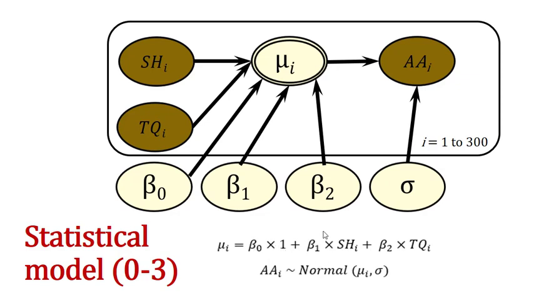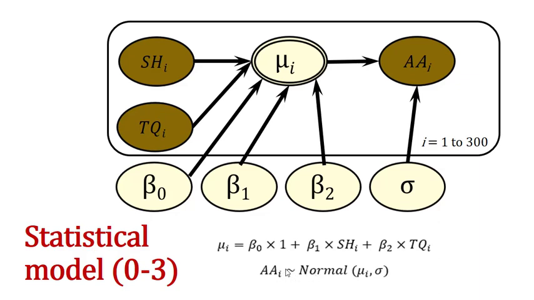Now the value of beta 1 that we come up with is only one value. It will be multiplied by each of the study hours values that we measured, and the same for teaching quality. Each value of teaching quality will be multiplied by the beta 2 parameter that we obtain. So that gives us 300 values of mu, or 300 mu's.